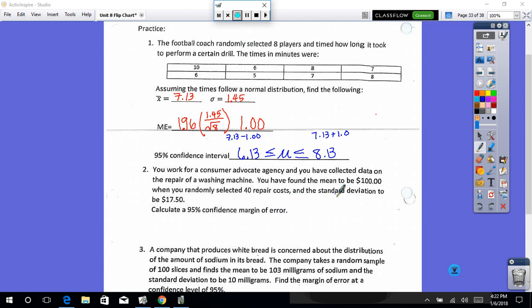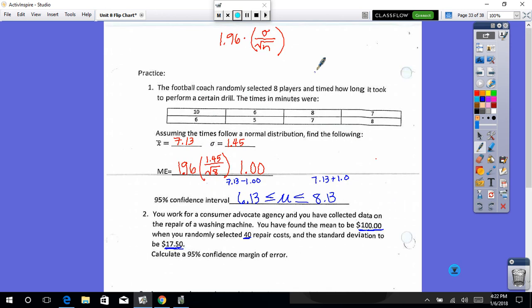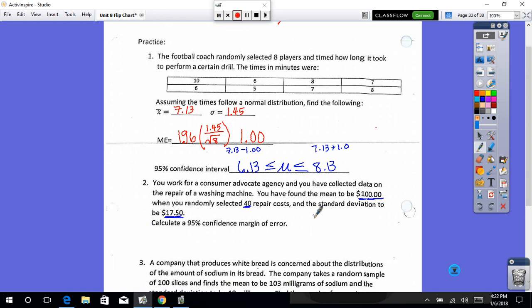Okay, number 2, you work for a consumer advocate agency and you collected data on the repair of a washing machine. The average is 100. Okay, you randomly selected 40 people. Standard deviation was 17.5. Okay, they want us to find the margin of error. So when finding margin of error, you really don't even need the mean. I only need the mean if I'm finding the confidence interval. Okay, I don't see interval on here. I'm just finding the margin of error. So again, it's my 1.96.